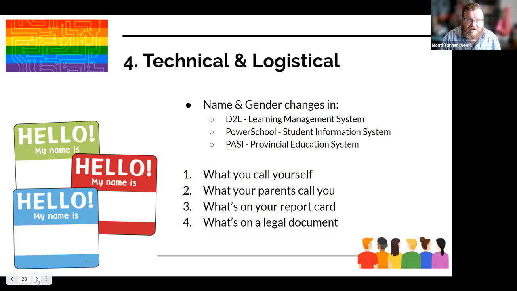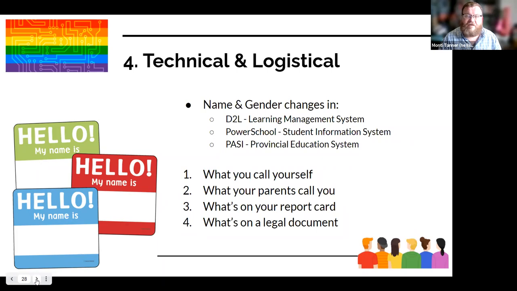My name is Monty. My full name is Monty. It is not short for anything. It is not long for anything. That is my name. Therefore, what I call myself is Monty. What my parents call me is Monty. What's on my report card, my driver's license, all my documentations is Monty. What's on my marriage certificate is Monty. That is true for many people, but not for everyone.